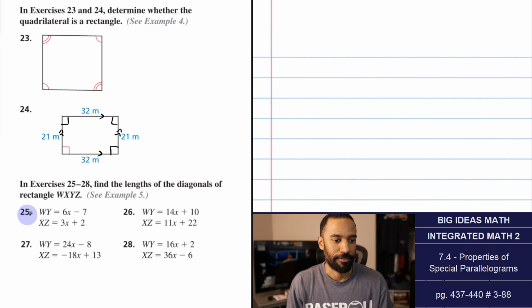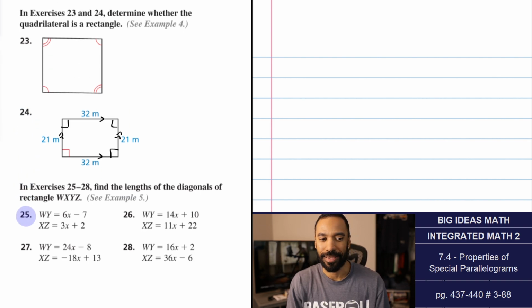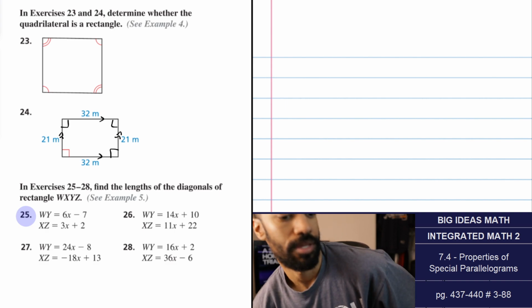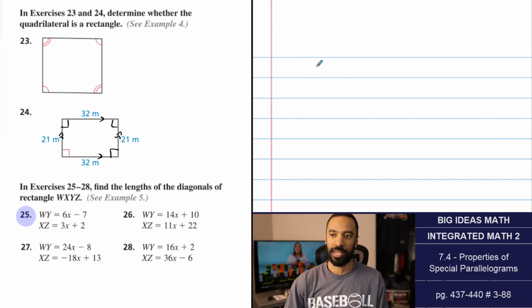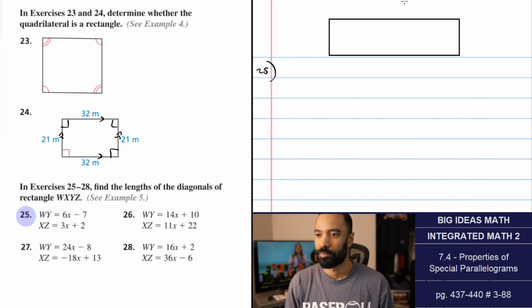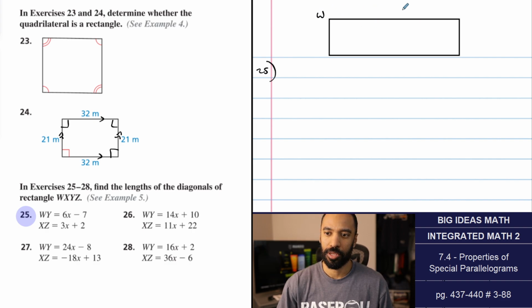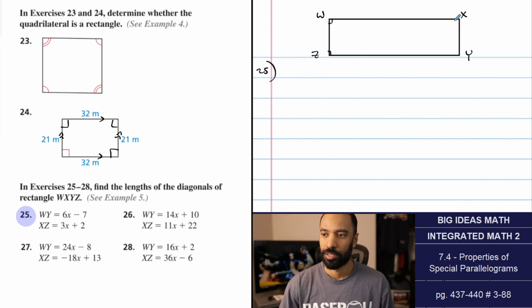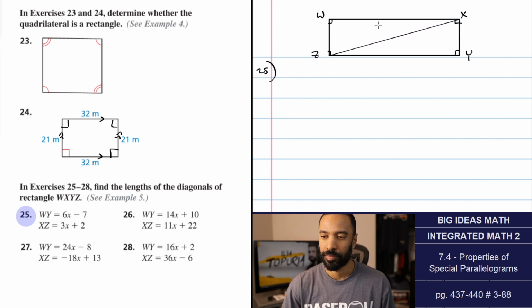Okay, number 25. In exercises 25 to 28, find the lengths of the diagonals of rectangle WXYZ. So this time we know it's a rectangle. We can draw this out. They didn't draw this for us, right? So let's construct our own drawing here. Mean old people didn't draw it for us. WXYZ, being a rectangle, has right angles here, and we know diagonals are congruent. We know everything else that a parallelogram would say as well, like diagonals bisect each other. So let's see what we're going to go off of.